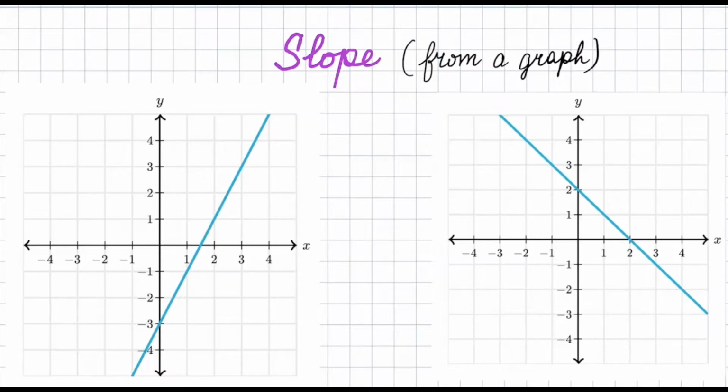All right, so we're going to talk about how to find slope from a graph. And I will also then add how to find slope if you were just given the points. So slope is how inclined a line is.